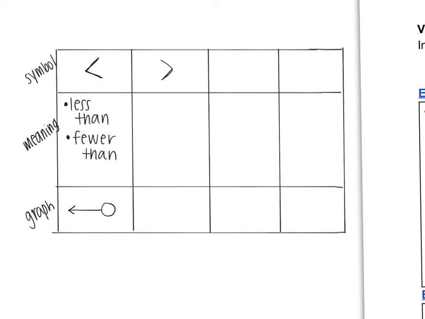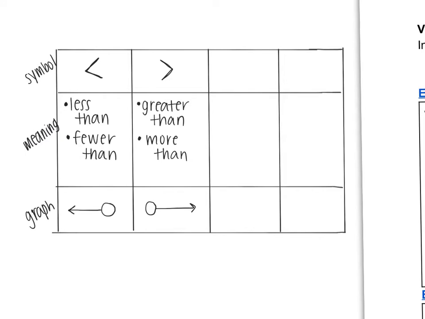After less than, our next symbol is greater than. So again, under the meaning, it's greater than. You might also hear more than. And on a graph, that's going to be an open circle with an arrow to the right. All these graphs are always on number lines. So the reason the arrow is to the right is because the numbers greater than something are always to the right on a number line.